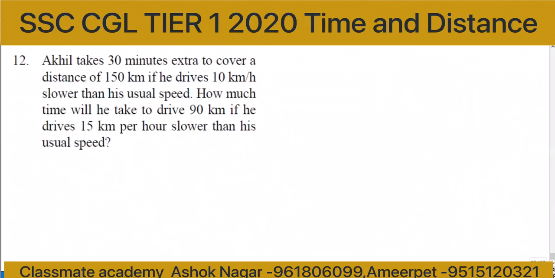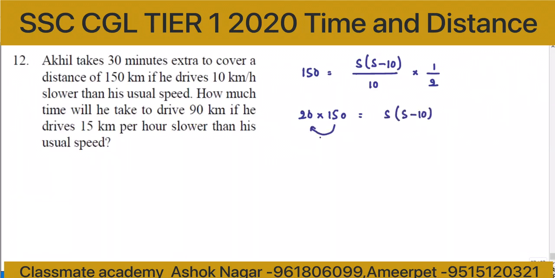What is the time gap? 30 minutes, or half an hour. What is the distance given? 150. I can take s into s minus 10 divided by 10 into half an hour, which is 20 into 150 over s into s minus 10. Take 3 from this and multiply it with this: 60 into 50 is equal to s into s minus 10.